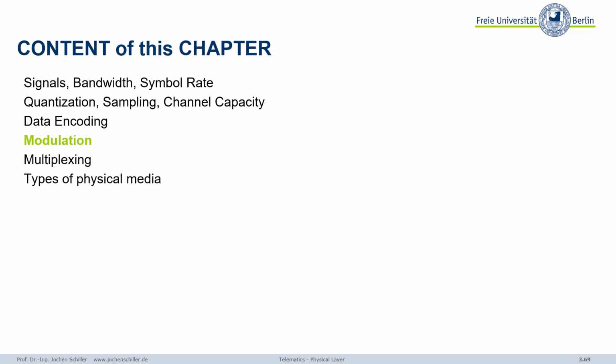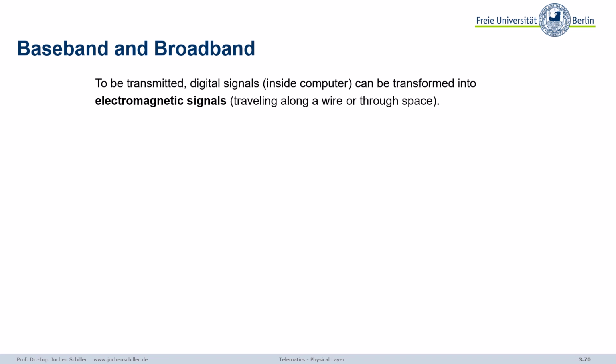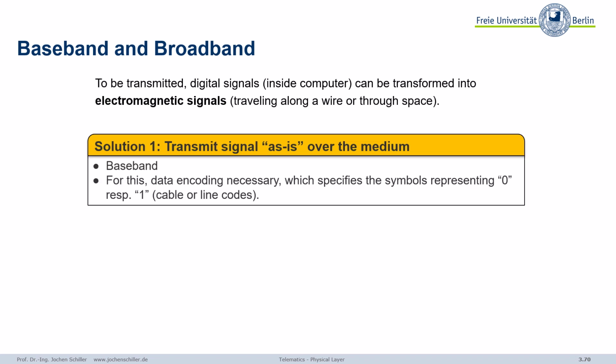So we've seen that we can directly transmit our digital signal in the baseband case, but not for the broadband case. So there's something called modulation needed. If we talk about signals, this is all our electromagnetic signals, and they travel along a wire or through space. And the simple solution, baseband, we take our signal as it is and send it over the medium, copper wire, for example.